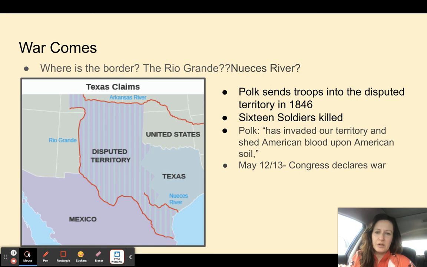Where is the border? Is it the Rio Grande or is it the river to the north? Polk sends troops into disputed territory in 1846. Polk wanted a war. Polk wanted this territory.